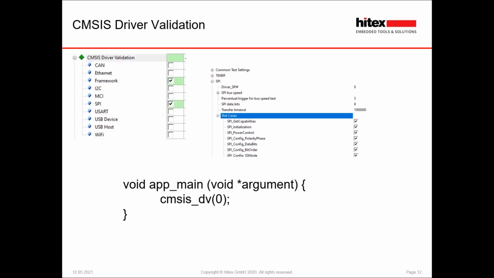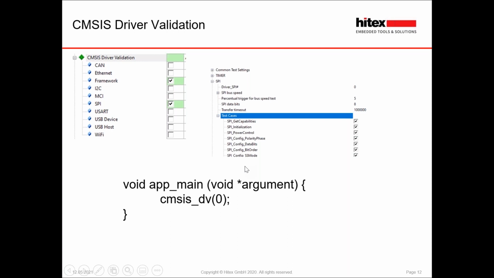The CMSIS drivers also come with a validation framework. We can add this as a pack, select the drivers that we're using, and then add a simple line of code to call the driver validation framework. This will then execute a set of tests that we define, and this will give us pass or fail results for our driver layer.